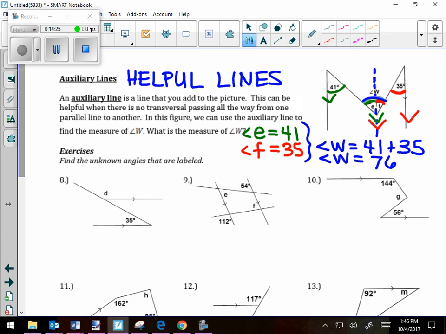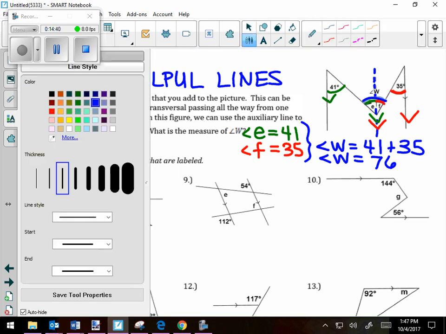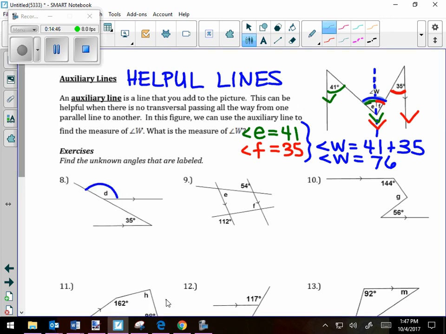So in question 8, they're asking us to find the unknown angles that are labeled. You can see in 8, they want us to find angle D. Angle D is not related to the 35-degree angle at all. One of the things that I've learned that can be helpful to allow you to see exactly what's going on in this picture is to make your parallel lines and your transversal go a little further. So we have that top parallel line, and then we have the bottom parallel line. And sometimes if you make your transversal go a little longer, it makes it a little easier to see.